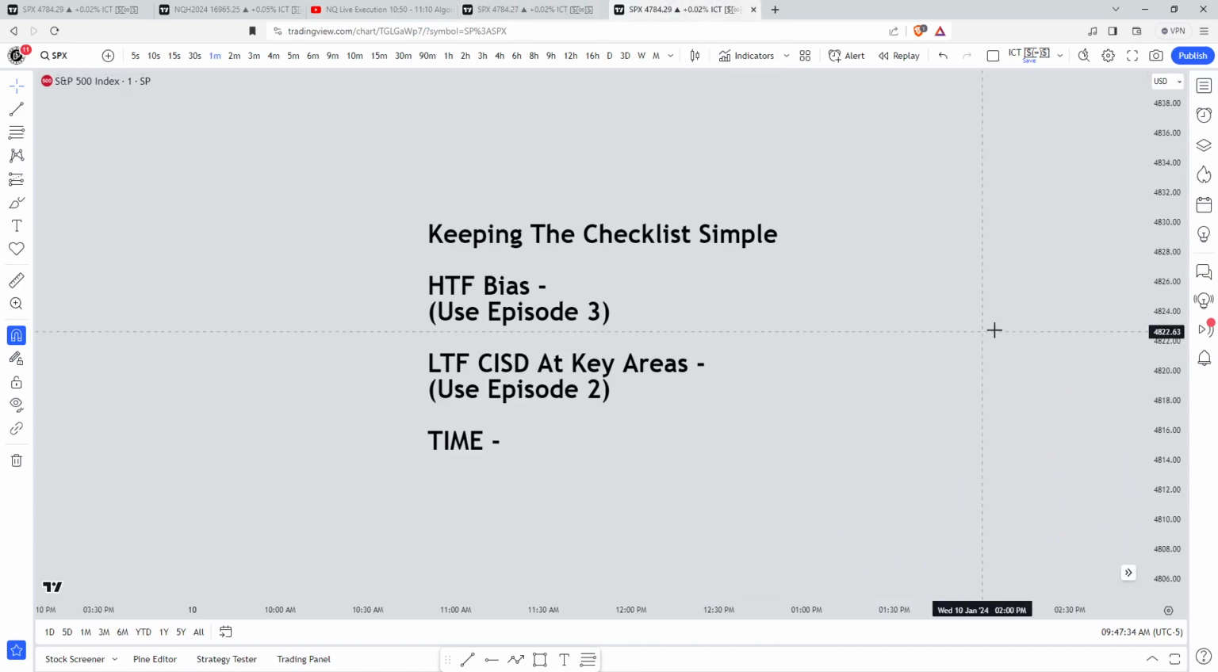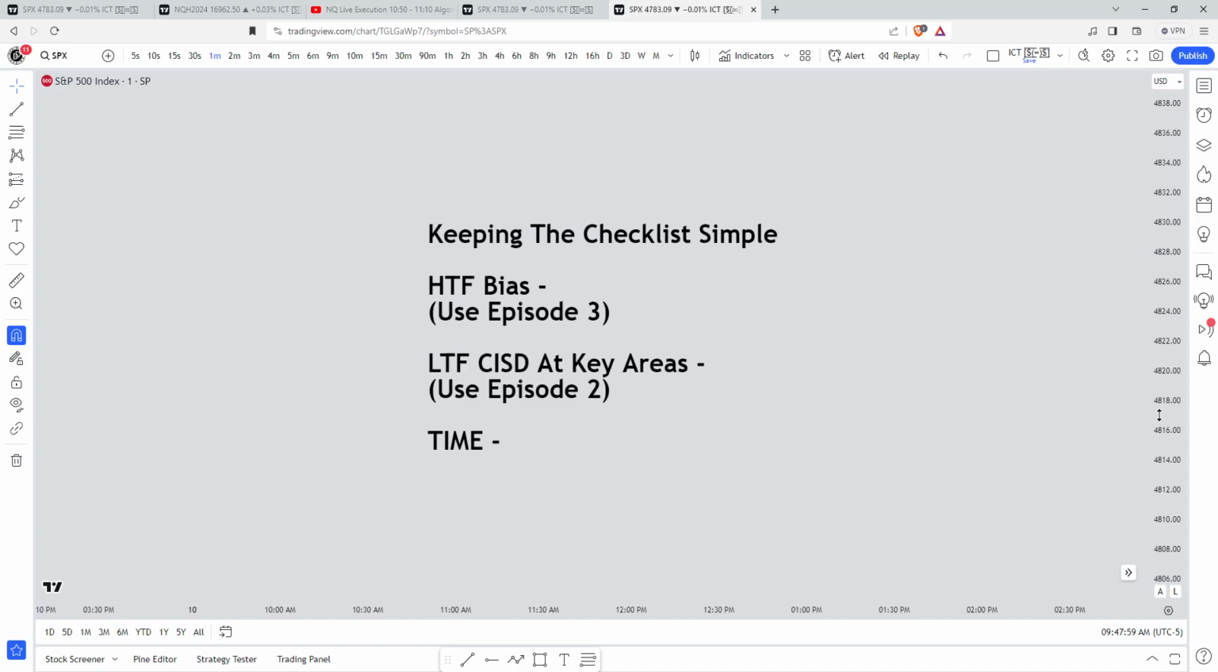I have a little checklist for you guys. Keep it simple. That'd be my best tip for you guys. Look for a higher time frame bias. Where is price drawing towards? Where is it delivering from? Which PD arrays are being respected? Where does the change in the state delivery occur? Things like that. Use episode 3. Look for lower time frame changes in the state delivery at key areas. Let's say key area, sell side liquidity. It's going to be a high probability place to look for changes in the state delivery.